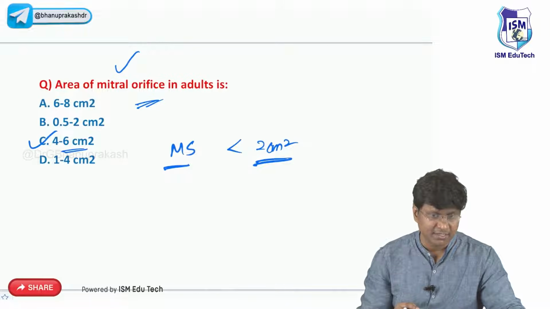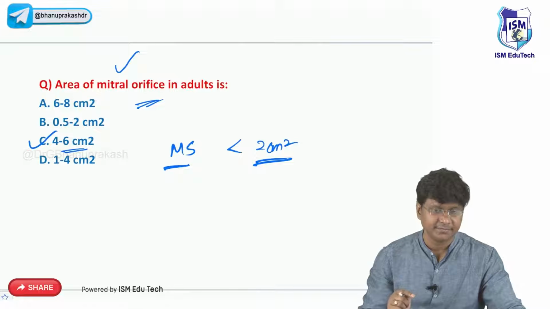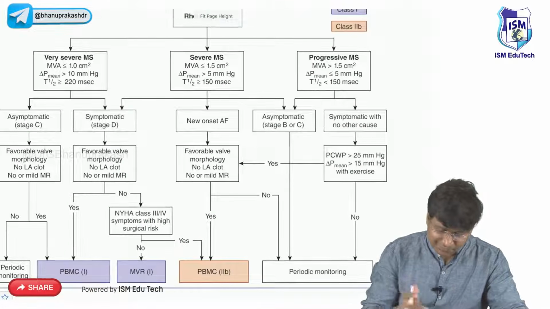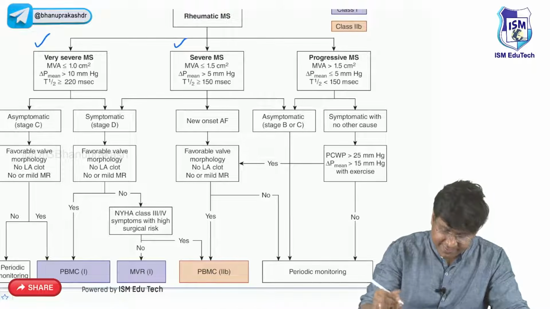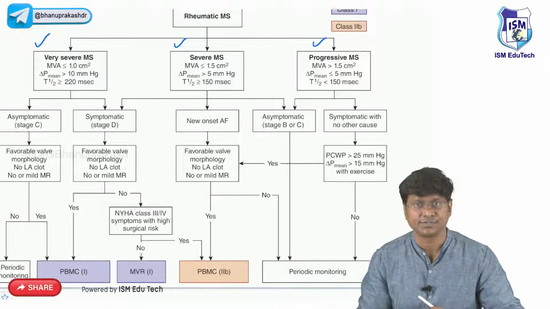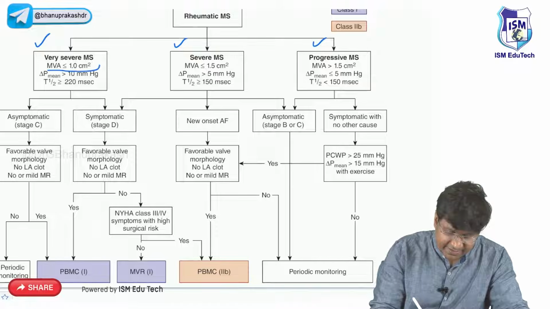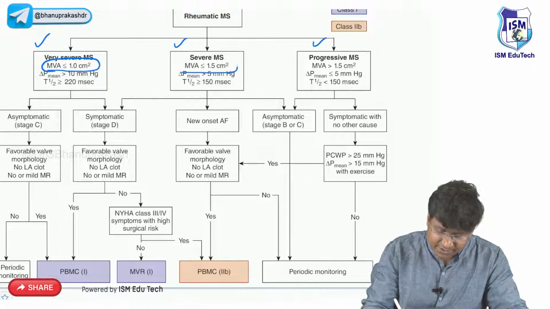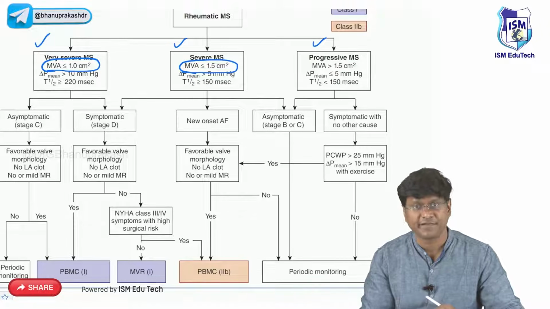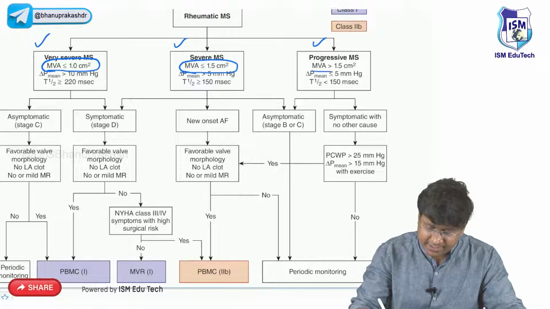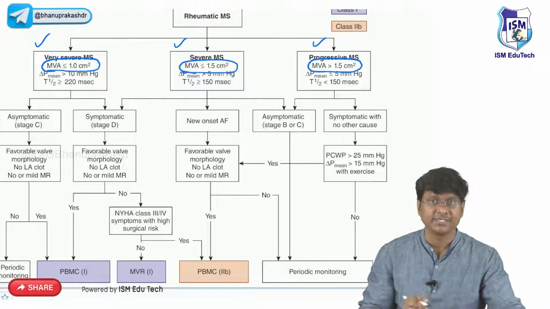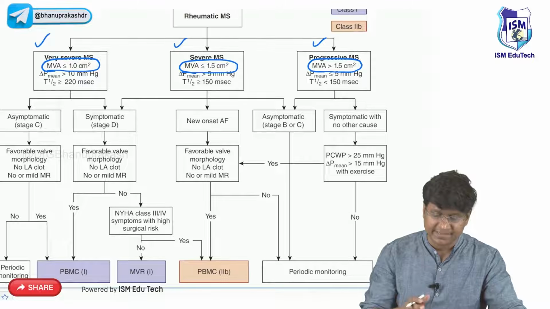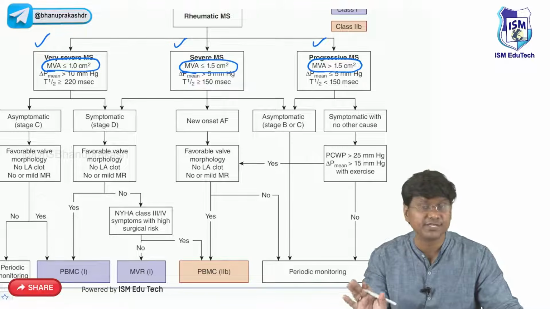Now, depending upon the valve area, we classify the mitral stenosis into very severe mitral stenosis, severe mitral stenosis, and progressive mitral stenosis. Very severe mitral stenosis means mitral valve area is less than or equal to 1 centimeter square. Severe mitral stenosis is less than or equal to 1.5 centimeter square. Progressive mitral stenosis is where the mitral valve area is more than 1.5 centimeter square.